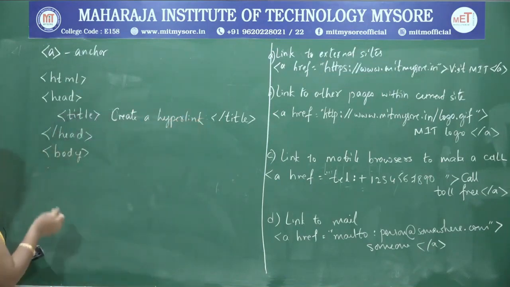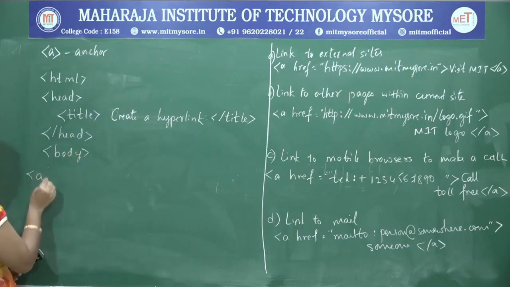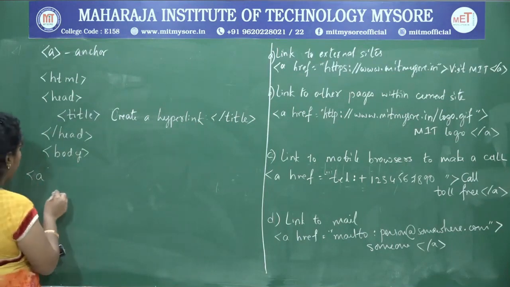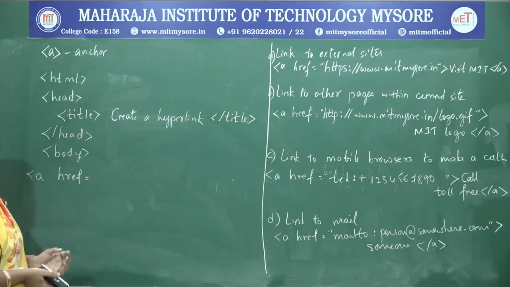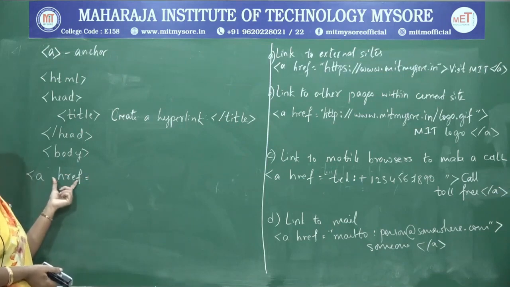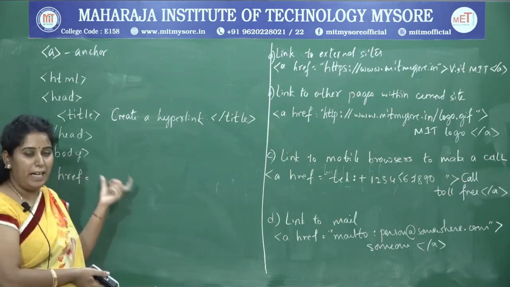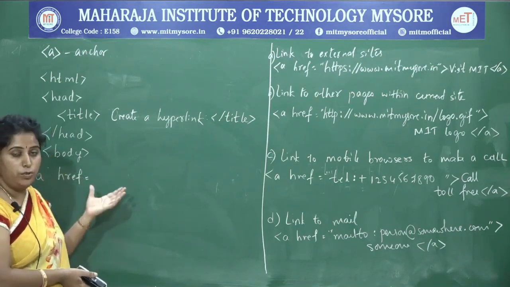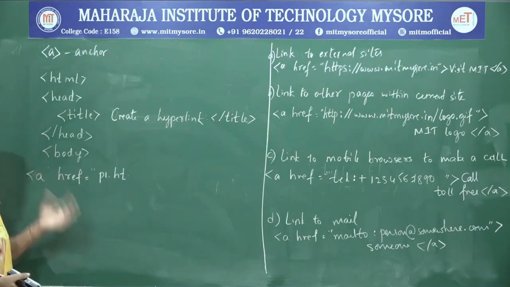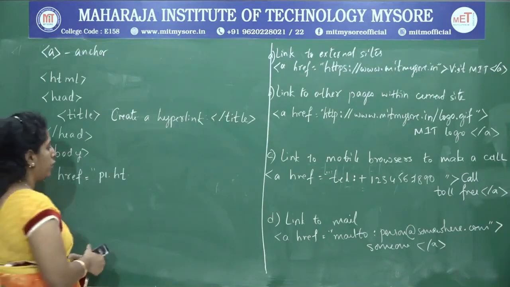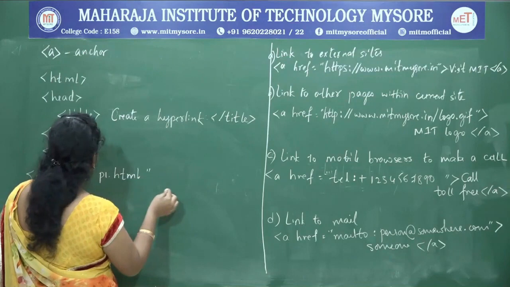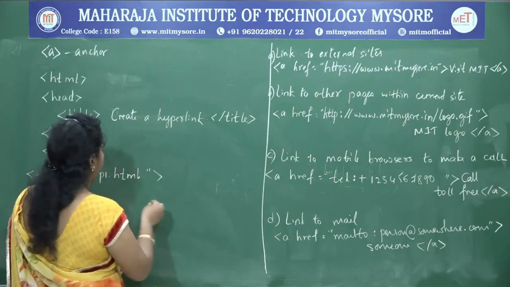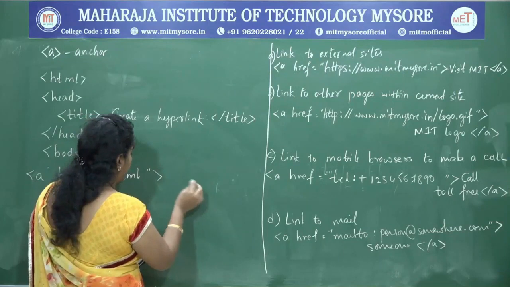Now in the body, I am using an anchor tag. Here href is an attribute, which stands for hypertext reference. For this attribute you need to give a path from which you need to access the resource. For example, I want to access the document called p1.html. And then I have to provide the name.